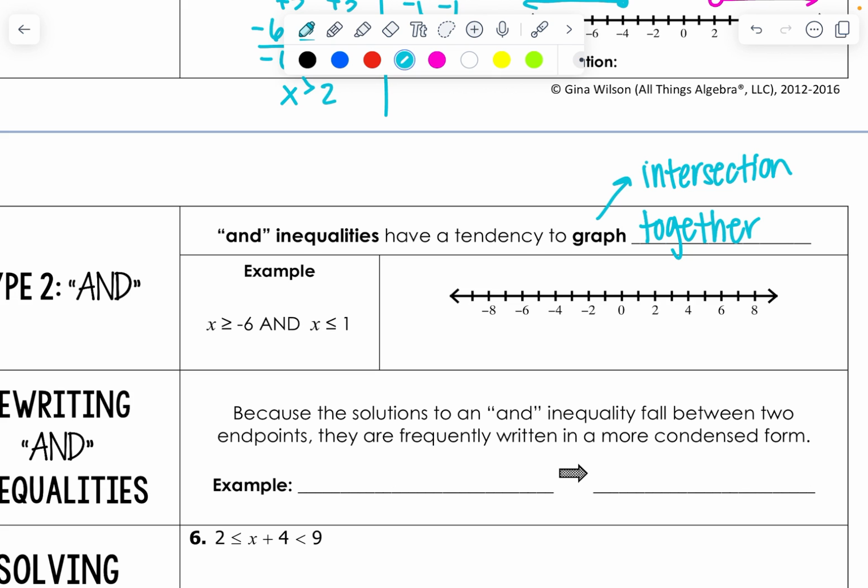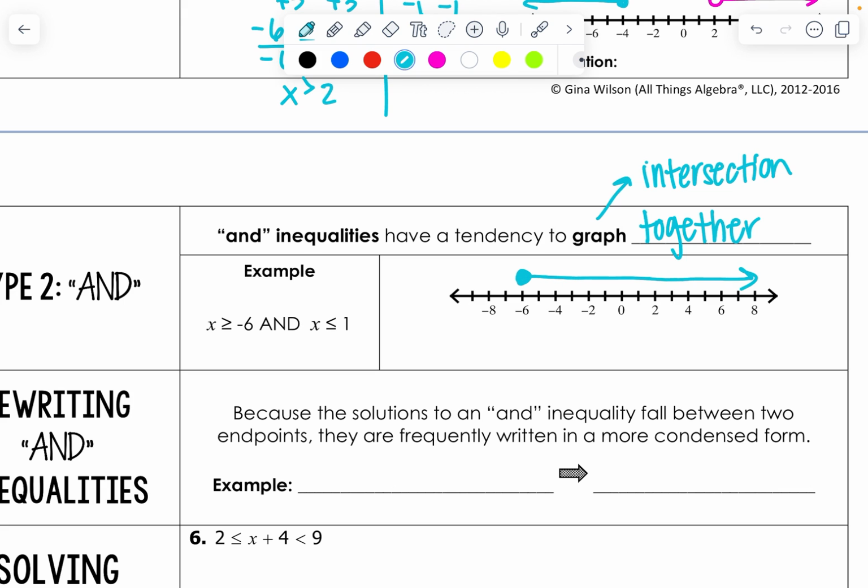So in this example that we have here, again, this is a solved one, and I'm going to show you how to graph it. So we're left with x is greater than or equal to negative 6, and x is also less than or equal to 1. I'm going to use two different colors for this. So first I'm going to show x is greater than or equal to negative 6. And it's going to be heading this way.